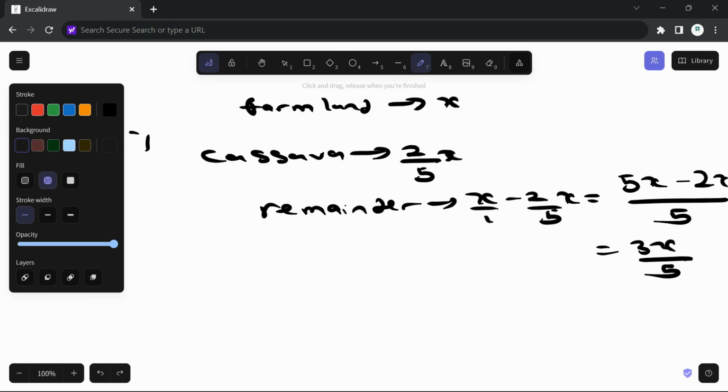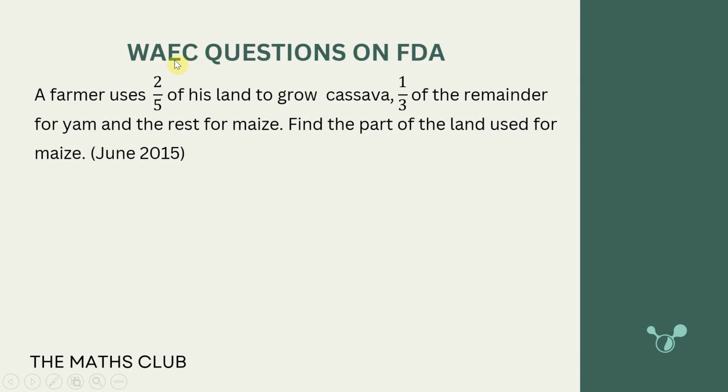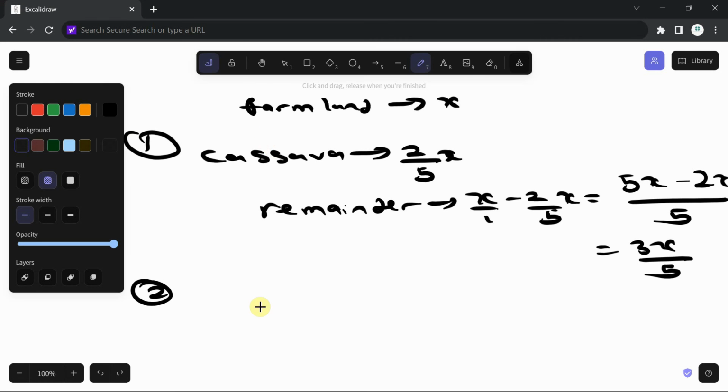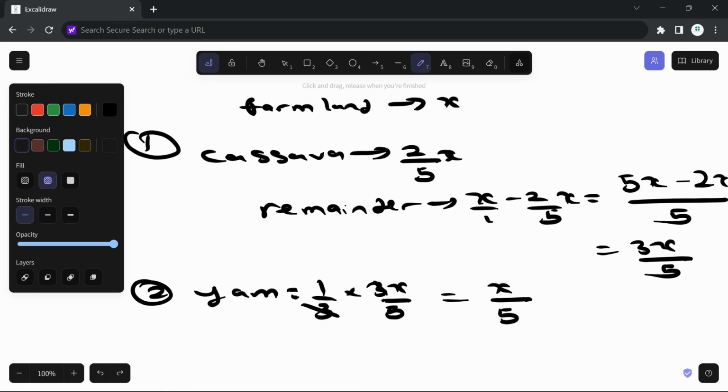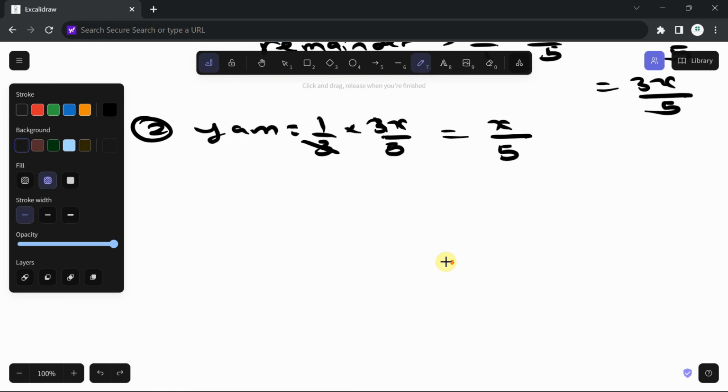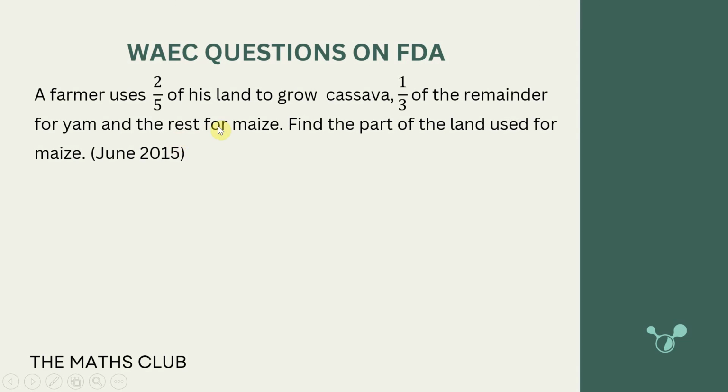So this is the remainder, right? So the first one is used for cassava, and the second one is that it uses what? 1/3 of the remainder for yam. So for yam, he used 1/3 of 3x over 5, which is the remainder. So 3 will cancel 3, right? So that is x over 5. So he used x over 5 for yam. And the rest for maize.